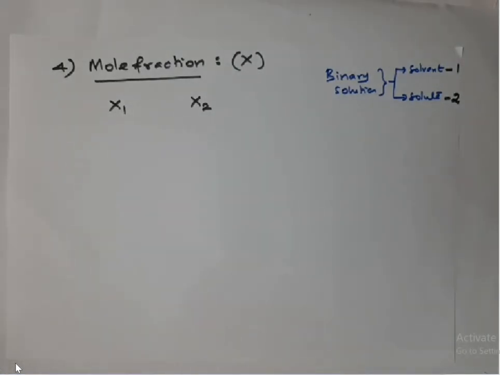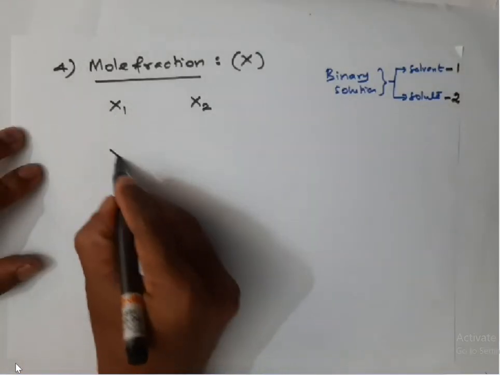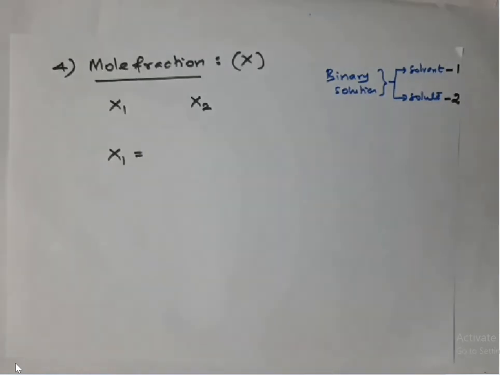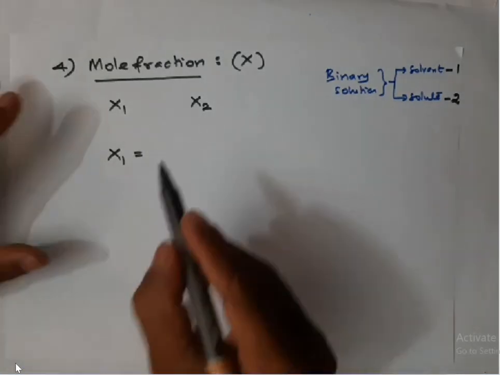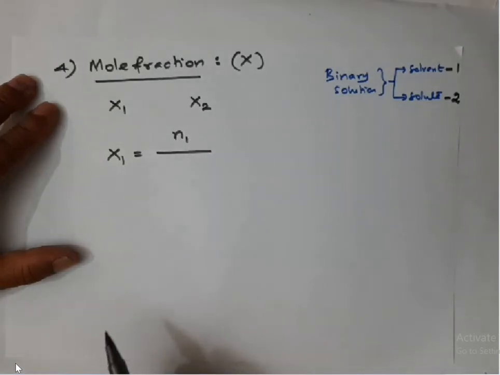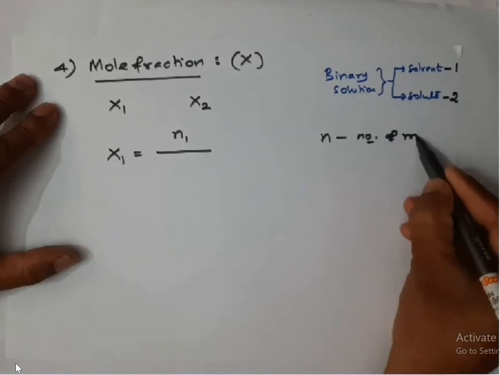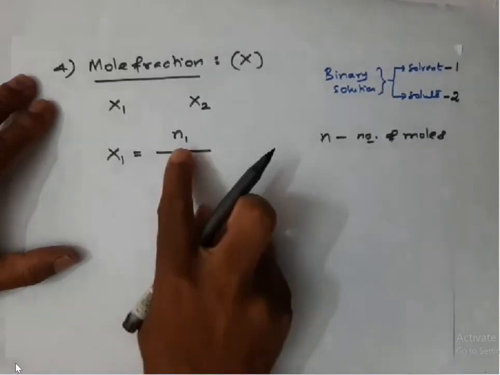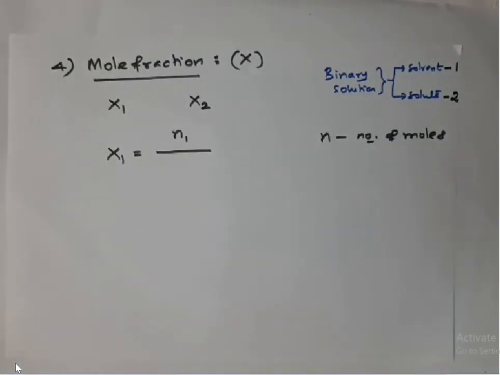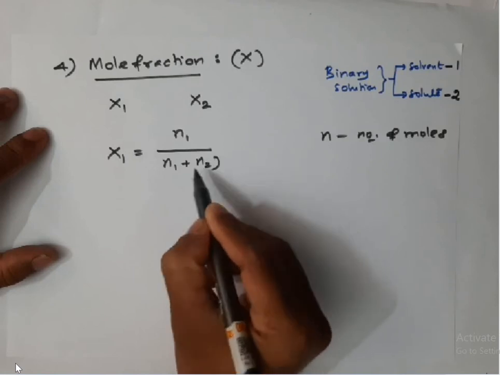What is meant by mole fraction? What is meant by mole fraction of, say, solvent? Mole fraction of solvent means simply the number of moles of solvent. N means number of moles. N1 means number of moles of solvent, divided by the total number of moles, that is, number of moles of solvent plus number of moles of solute.